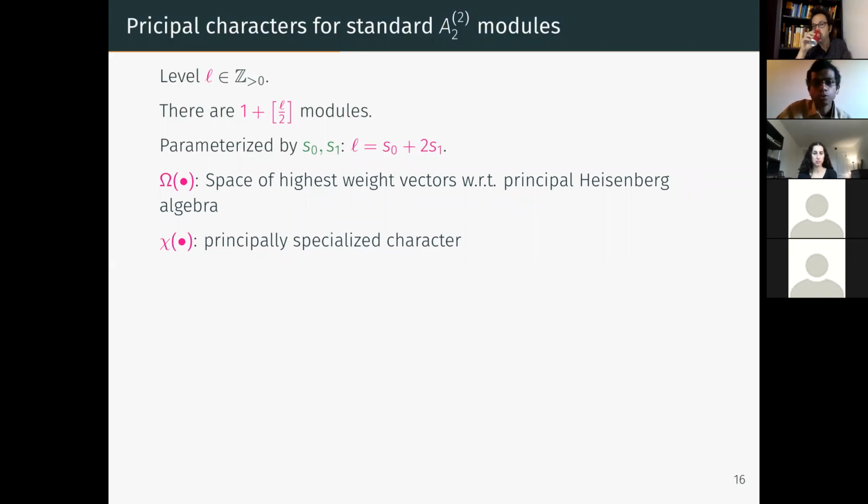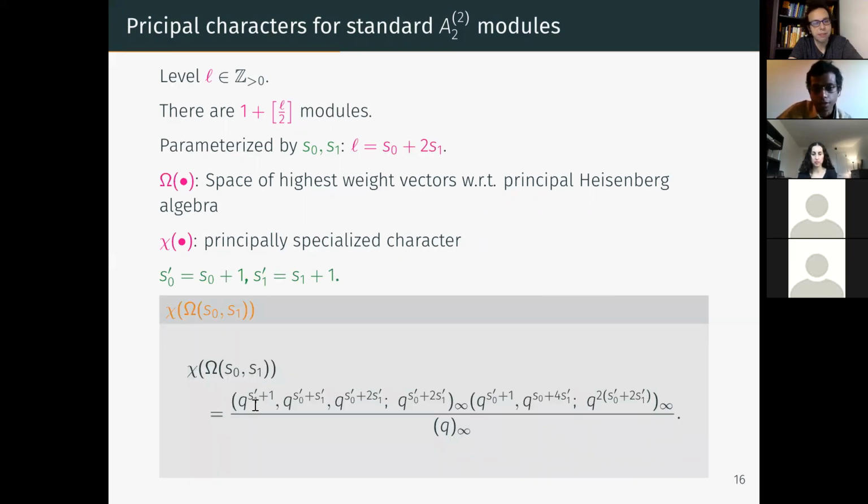Okay, so I want to do two operations. The first operation removes the fudge factor. The second operation is the principally specialized character. Now it's best to shift everything by rho, which is half the sum of positive roots in the finite case, but you have an appropriate modification in the affine case. That corresponds to changing these integers by 1. And then the characters look like this.